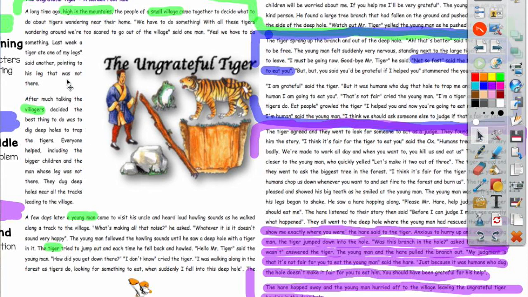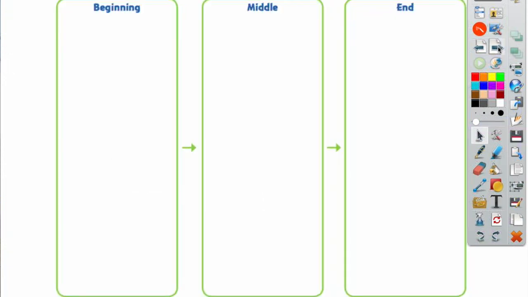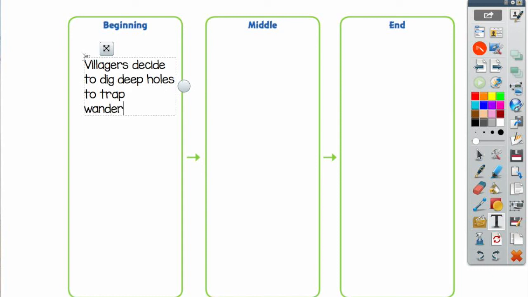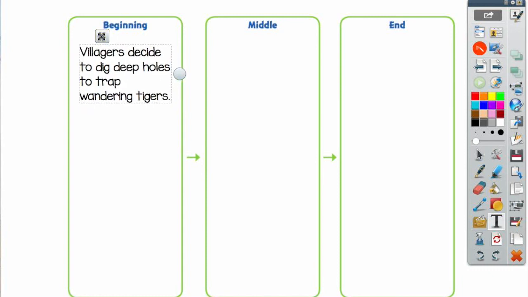We don't need to include all of these little details, but we need to include that the villagers decided to dig deep holes to trap the tigers. So let's go back to our chart and write that in. We can say villagers decide to dig deep holes to trap wandering tigers. This is a great event that we need to incorporate in the beginning of our story.